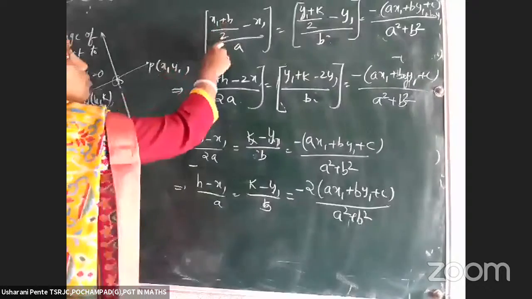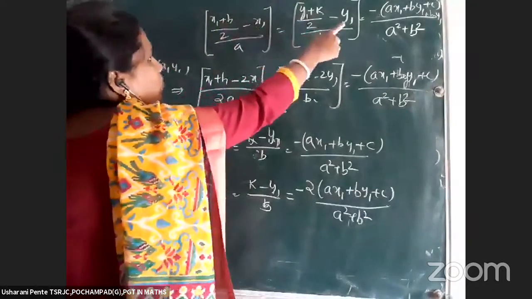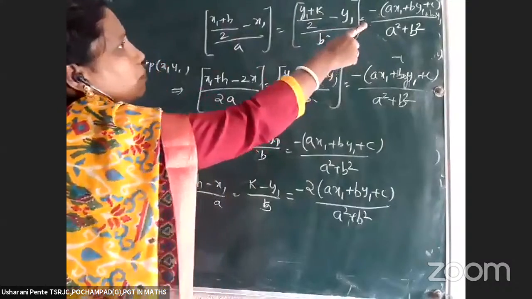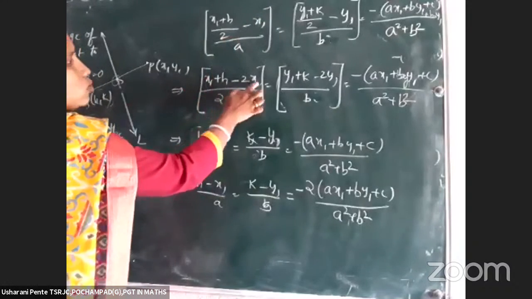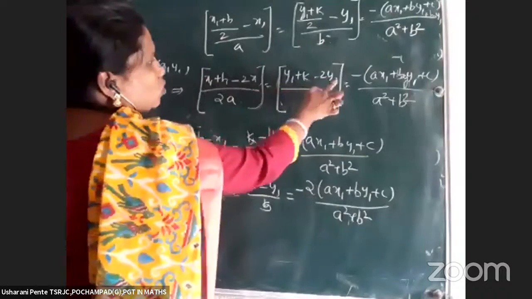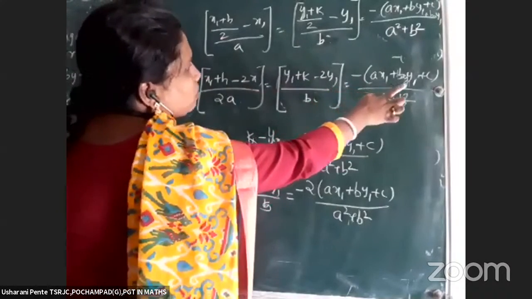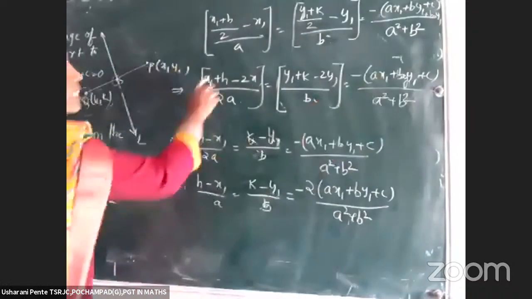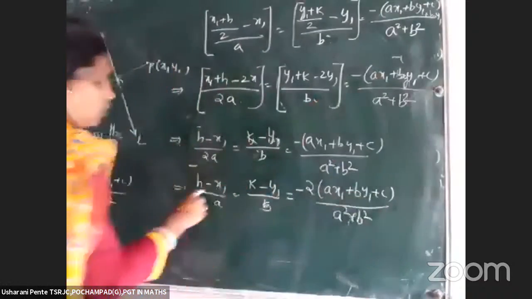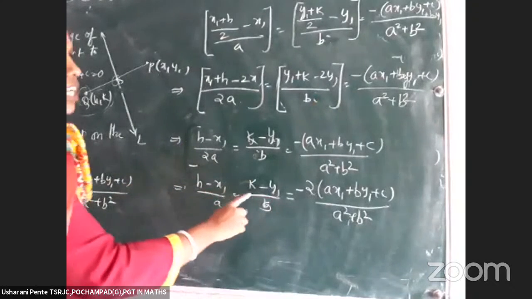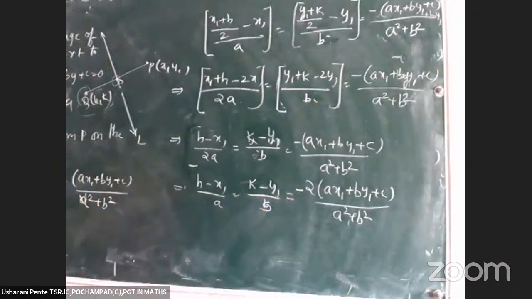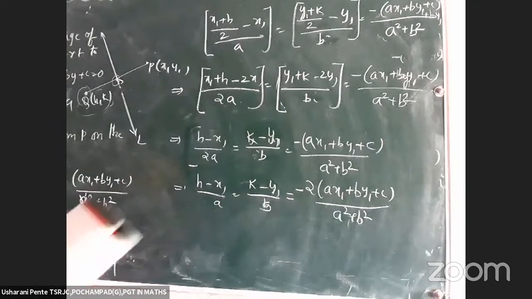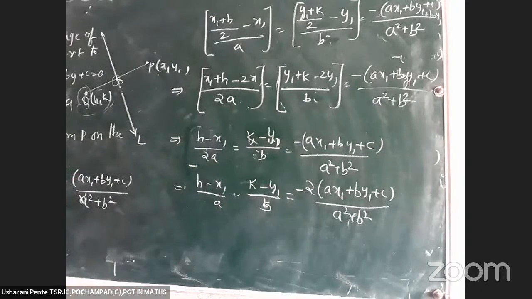So ((x1 + h)/2 − x1)/a = ((y1 + k)/2 − y1)/b = −(a x1 + b y1 + c)/(a² + b²). Now if we take the LCM, (x1 + h − 2x1)/2a = (y1 + k − 2y1)/2b = −(a x1 + b y1 + c)/(a² + b²) as it is. Once we simplify this, we get the equation (h − x1)/a = (k − y1)/b = −2(a x1 + b y1 + c)/(a² + b²). That is how we can find the image for the given point.